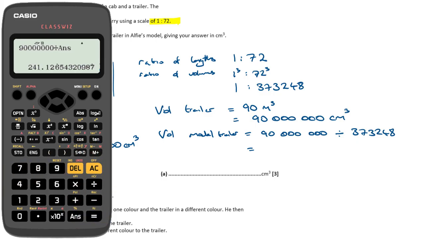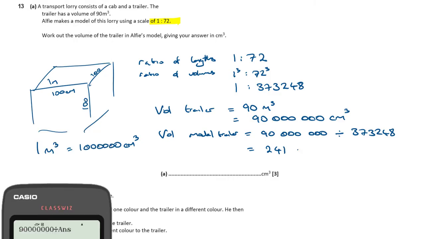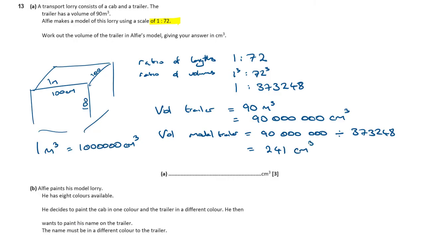I make that 241 and change. I'm going to round that off though, so I'm going to say that's 241 cubic centimeters. Okay, so work out the volume of the trailer in Alfie's model. Given your answer in cubic centimeters, it's 241.